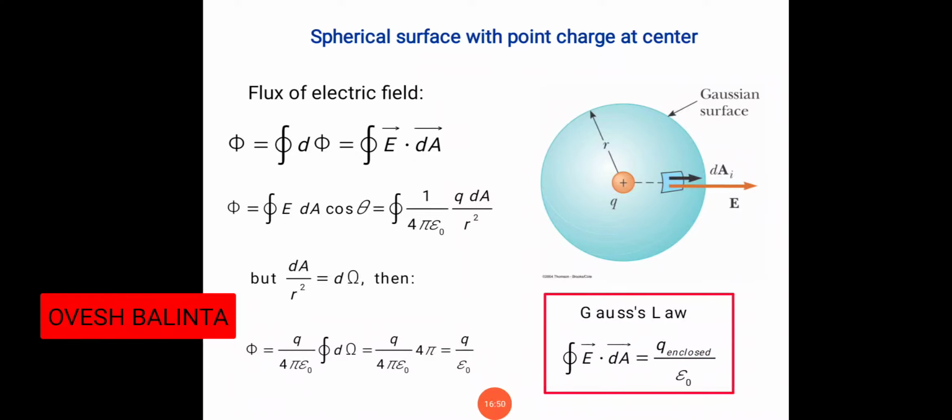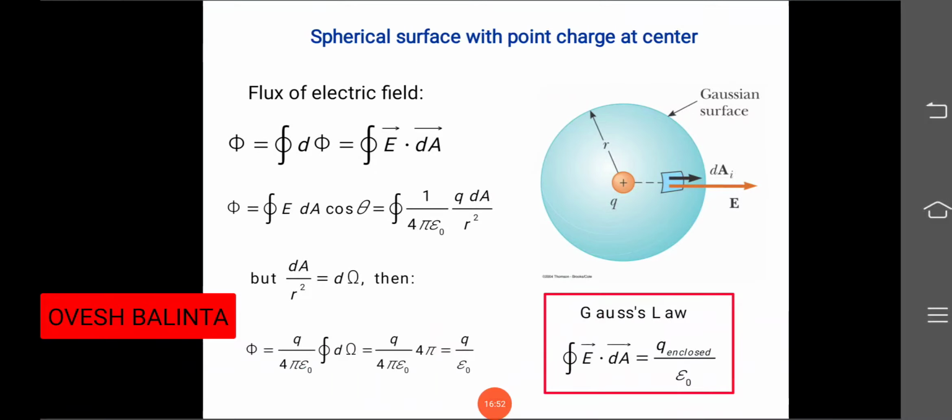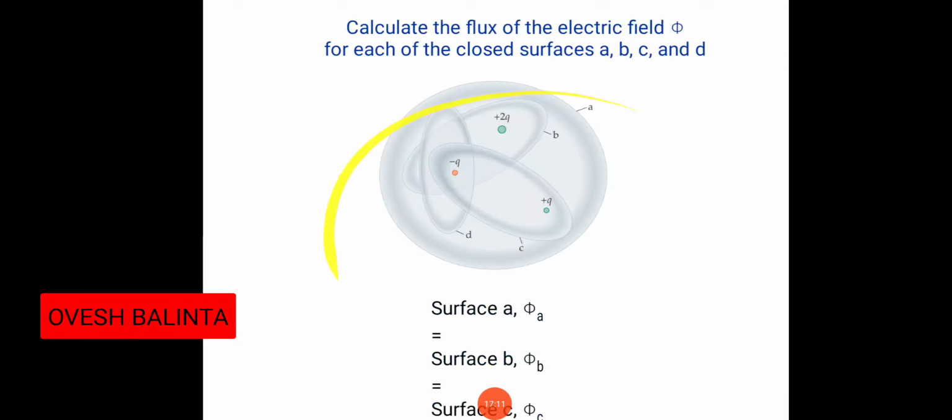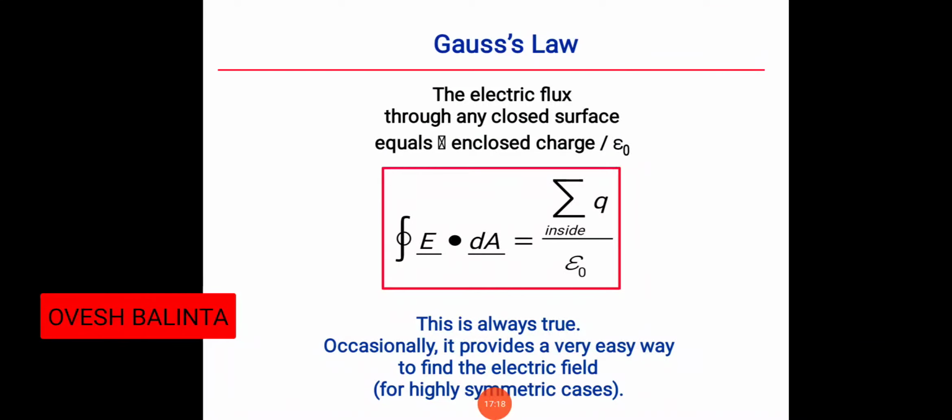Epsilon 0 is the permittivity. So Gauss law says the electric flux through any closed surface equals the enclosed charge upon epsilon 0. The closed integration of electric flux phi, which is the closed integration of E dot dA, equals q upon epsilon 0. So this is always true.